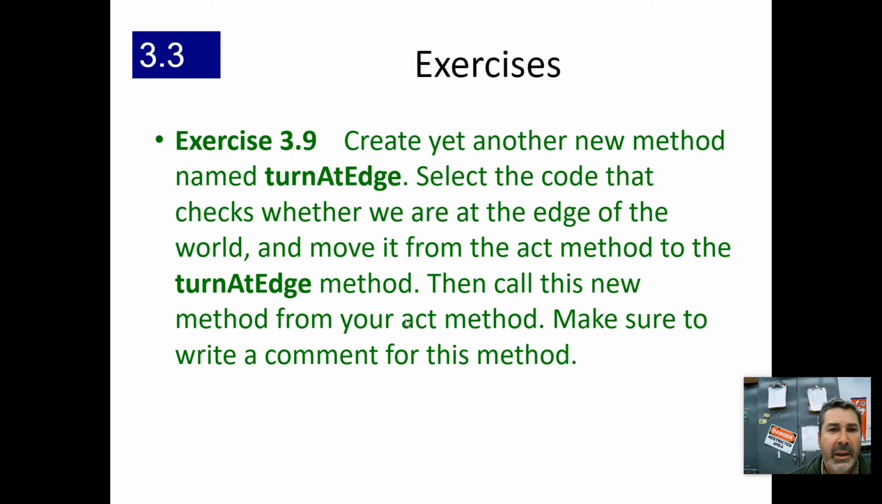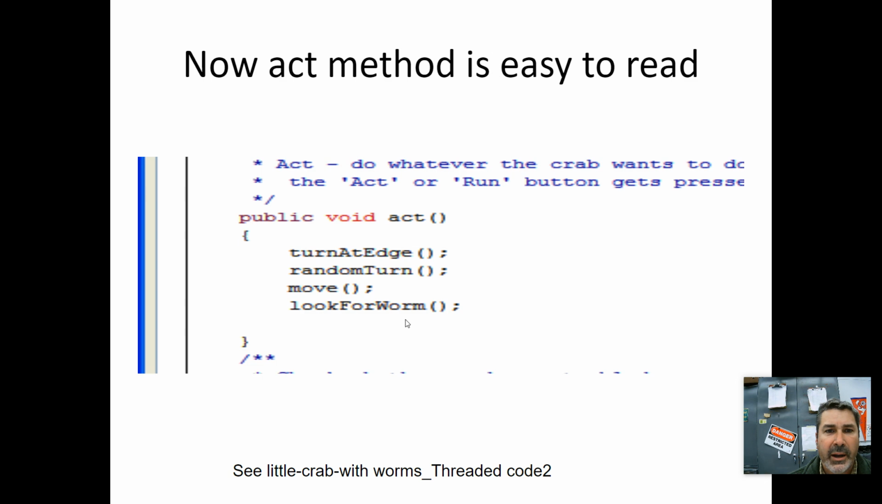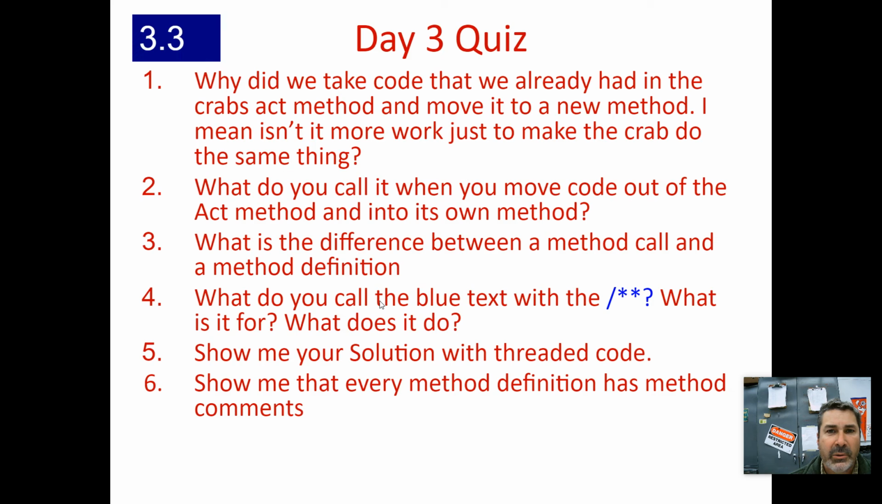Create yet another new method named turn at edge. Select the code that checks whether we are at the edge of the world and move it from the act method to the turn at edge method. All right, do that. Okay, so your act method should look like this: turn at edge, random turn, move, look for worm. So that's what your act method should look like.